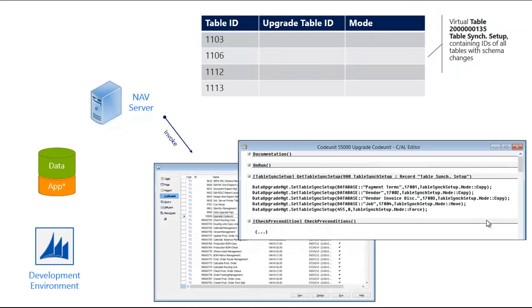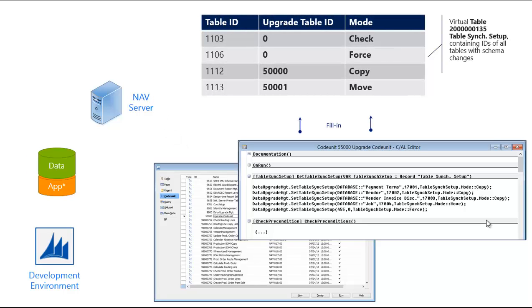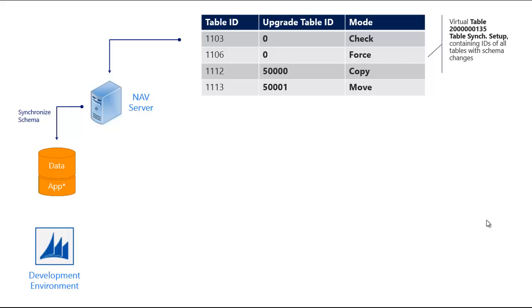The next thing, the server will invoke the code unit and specifically upgrade code unit, and within that code unit it will run all the table sync setup functions. For each of these functions it will run through the synchronization instructions where we will fill in the virtual table sync setup. So now this table is filled in with the actual instructions which we supplied within the code unit. And that table is passed back to the NAV server and is used during the schema synchronization process. So that's the concept of running Upgrade Toolkit Step 1 in Microsoft Dynamics NAV 2015.